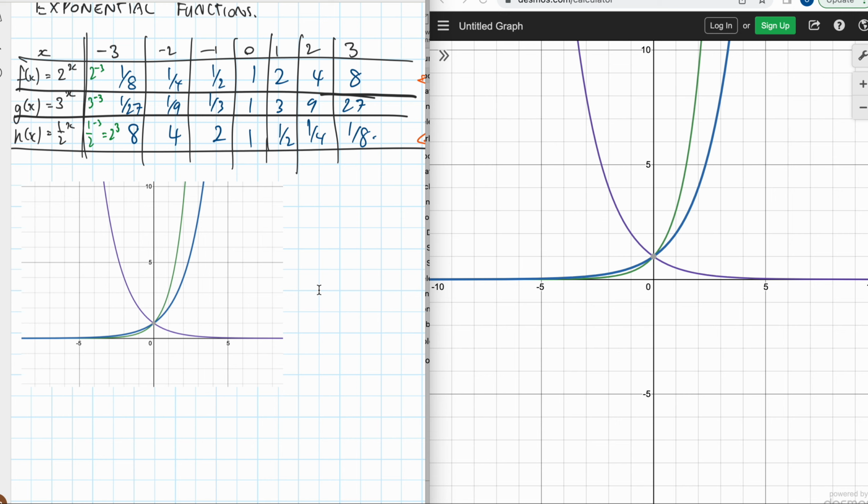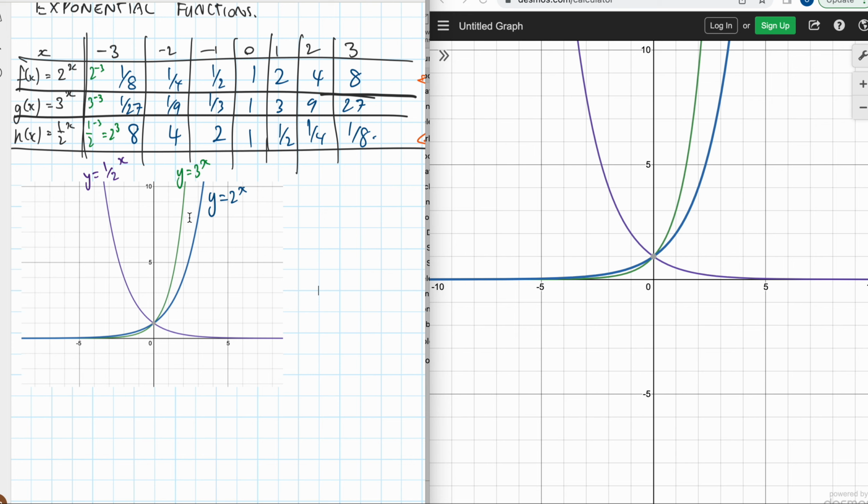So this one here is, let's go blue, y is equal to 2 to the x. In green, y is equal to 3 to the x. And then in purple, which I haven't arranged, y is equal to half to the x. Okay, now we need to be able to describe these functions and also plot them and then also transform them. So these are our base functions, and we need to know the key features here. Once you know that, we can start transforming them and that kind of stuff.